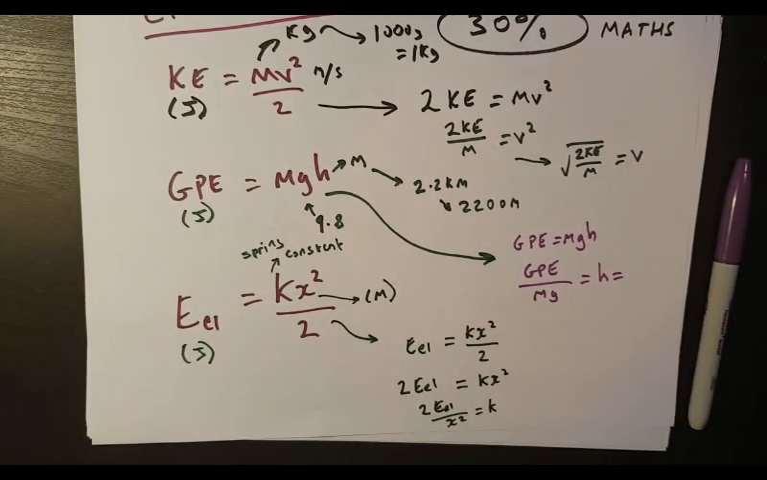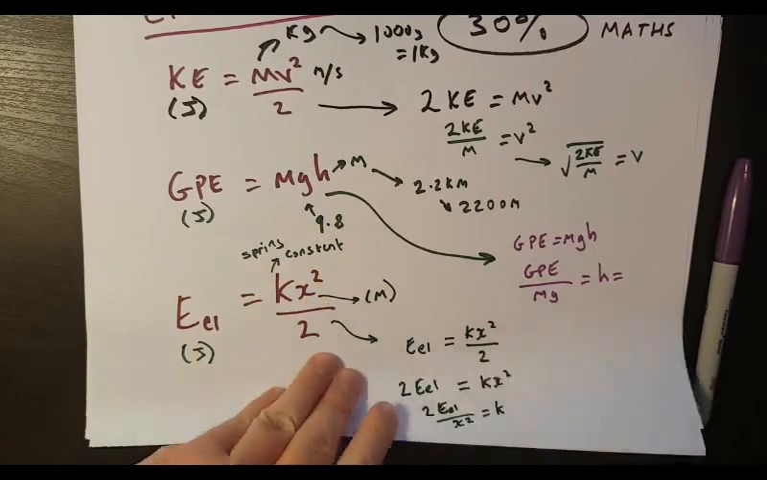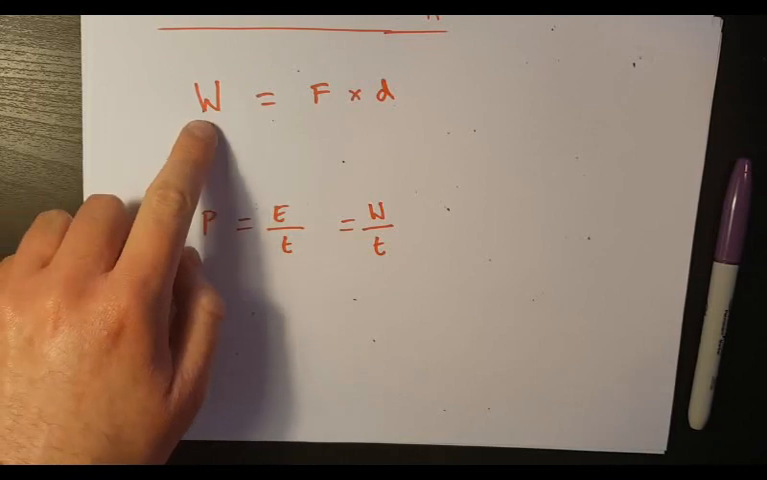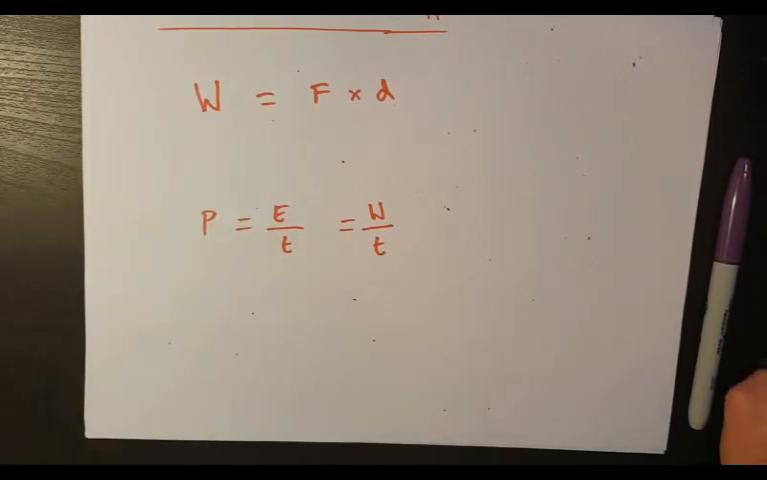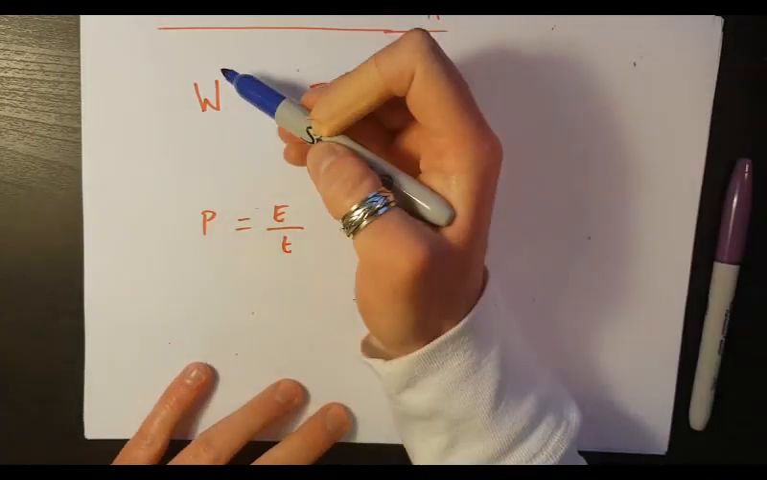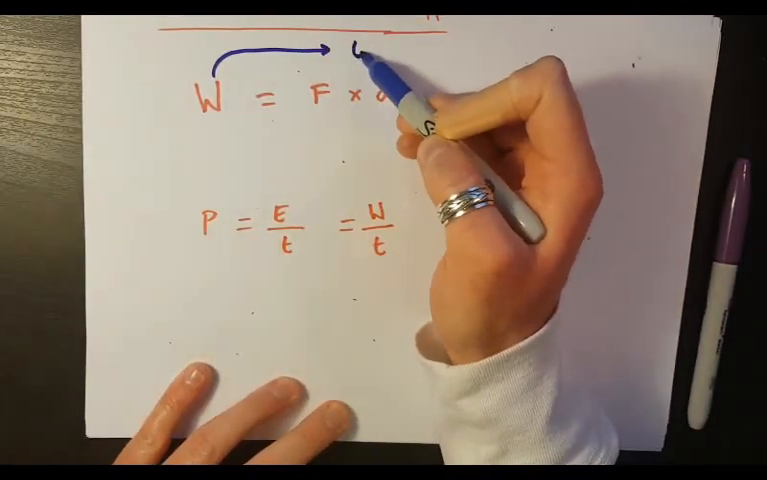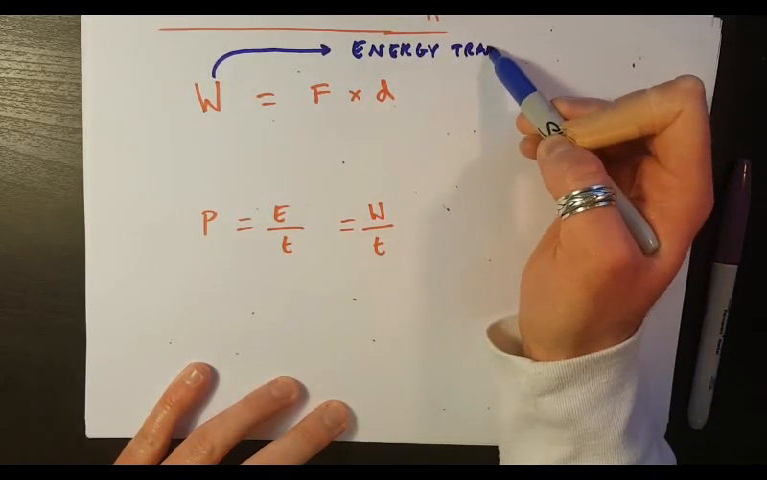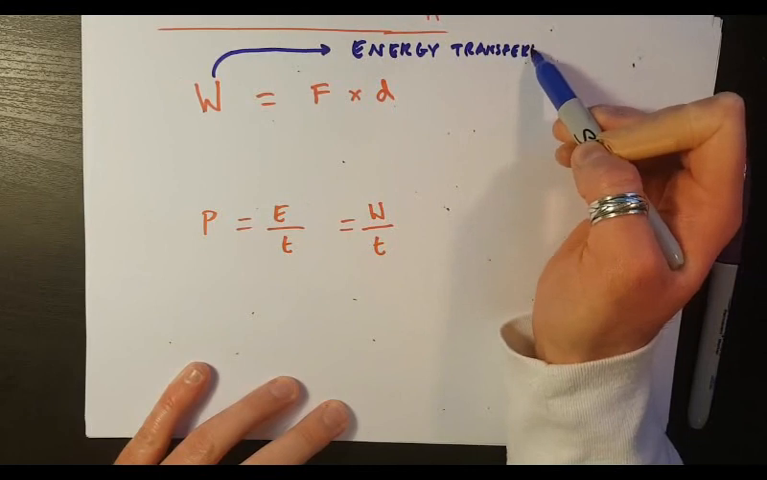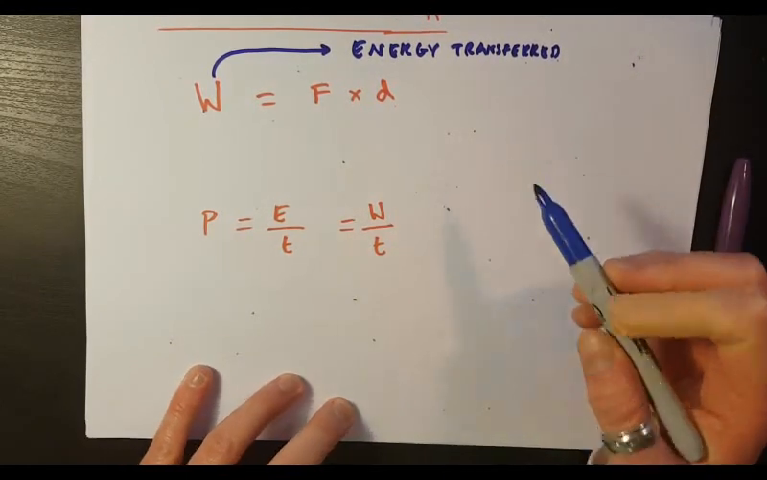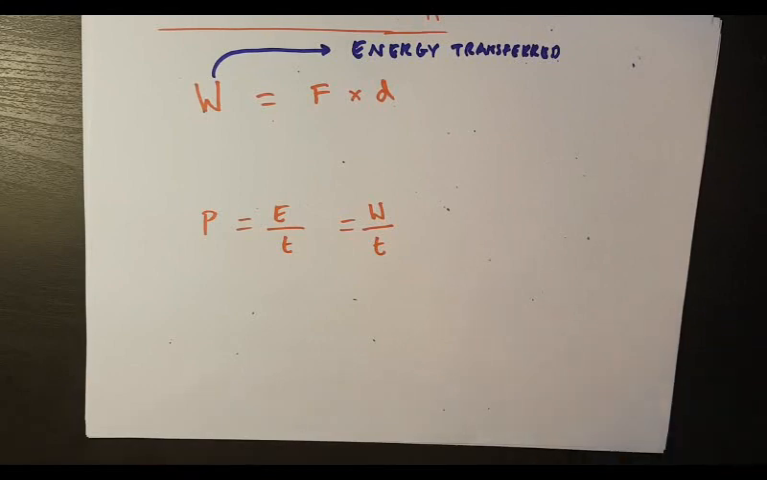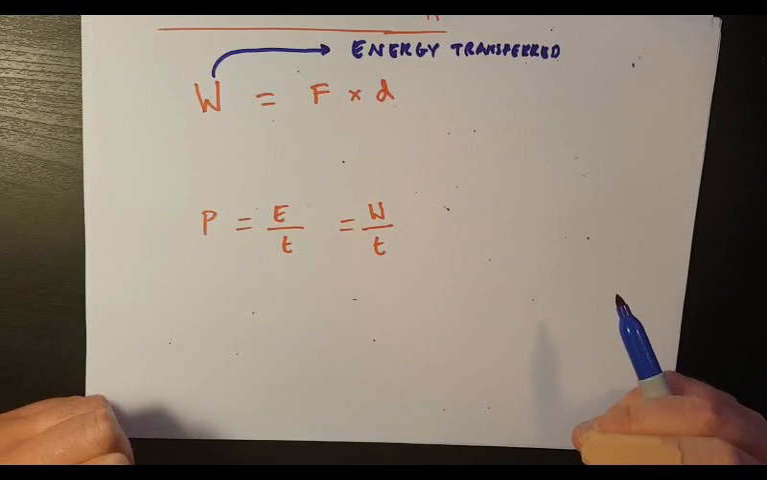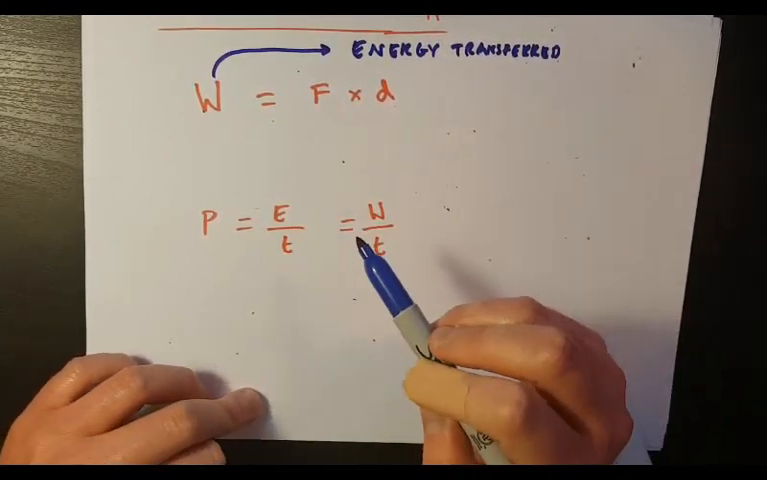So, what other equations have we got to learn for this topic? Other energy equations we've got to look at is the work done. So, we need to talk a little bit about work done. What do we mean by work done? Work done is energy transferred. So if energy is transferring between energy stores, that means there's been energy transferred.